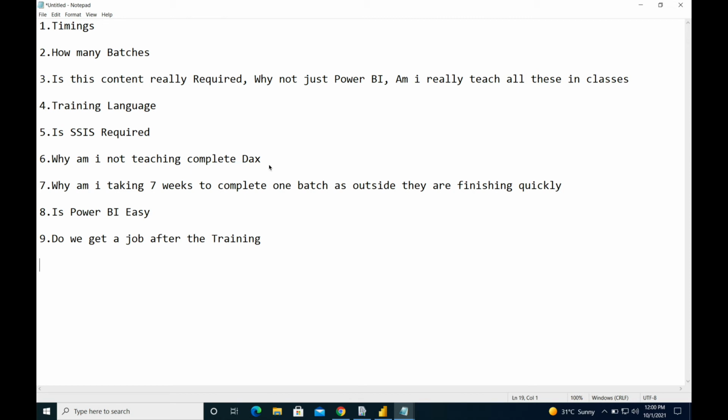Why am I not teaching complete DAX? Because I'm openly telling that I don't cover complete DAX. People might tell you outside that they will teach complete DAX, but that's not true, because DAX is a big subject. No one can cover complete scenarios. No one can cover complete DAX because it's part of learning. Whatever we discuss in the classes is more than sufficient to start with. Taking that as a starting point, you can still learn additional things in your journey.